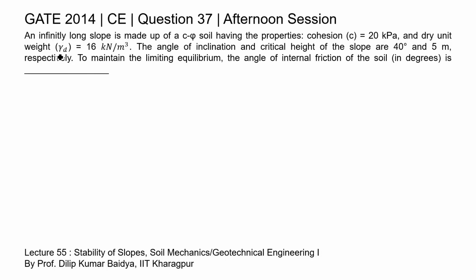So, in this question, for an infinitely long slope, the property of the soil is given, the cohesion is 20 kilopascal and dry unit weight is 16 kilonewton per meter cube. The angle of slope and critical height of the slope is also given, 40 degree and 5 meter respectively. So, we need to find the angle of internal friction of the soil for limiting equilibrium. So, this question is from the topic of stability of slope.